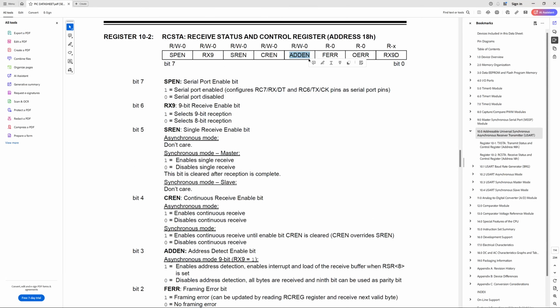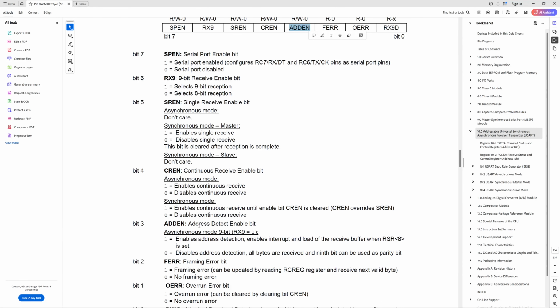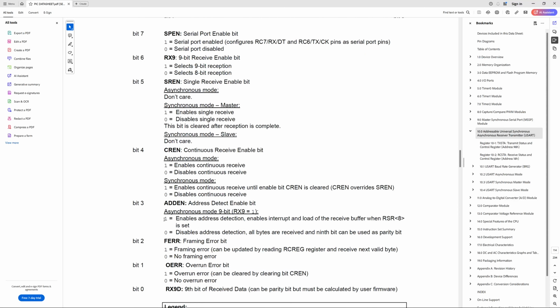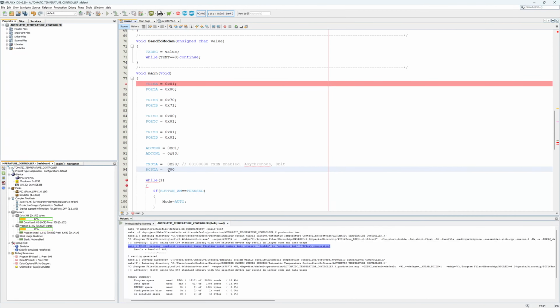Next one is ADDEN, the address detect enable bit. In asynchronous mode, 9-bit, it should be 1. Ours is 8-bit communication, so there is nothing to do right now. It disables address detection, all bytes are received, and the ninth bit can be used as a parity bit. So ADDEN, we are not using it. We are not using the address detection scheme, so we can keep it 0.